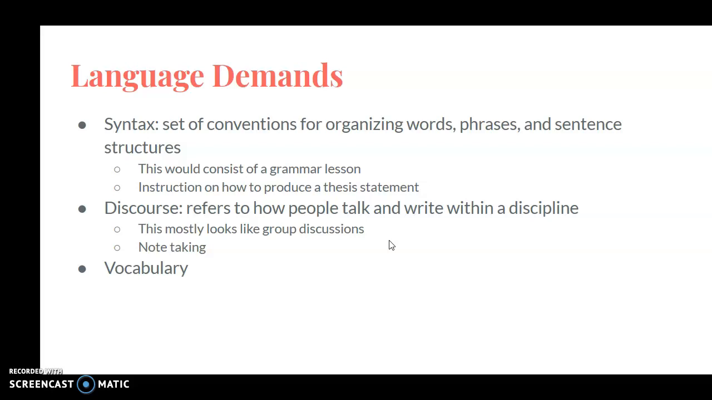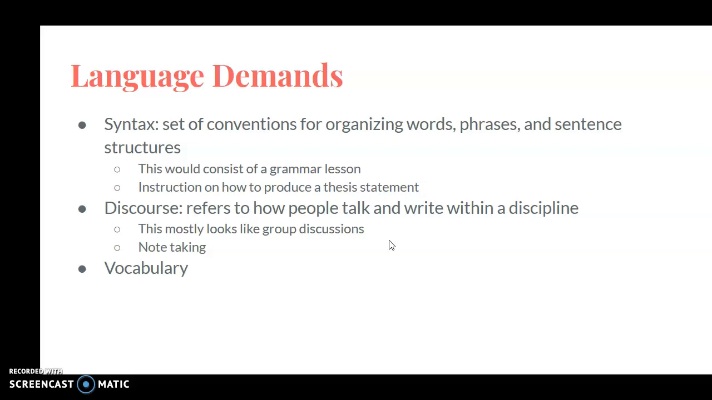And discourse refers to how people within a discipline talk and write. And so this will mostly look like group discussions, what's taking place, what the students are talking about, what type of academic language they are using, which refers to vocabulary. What words are you teaching them to promote academic language? Are they looking at how to infer? And if they are, how are you teaching them the vocabulary word to infer and what it means and what they should be doing in terms of that word?